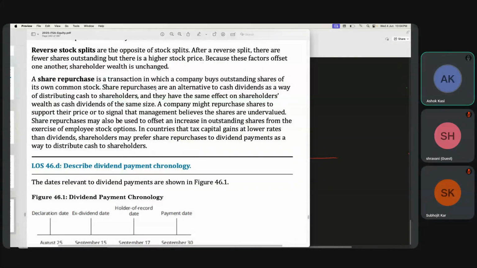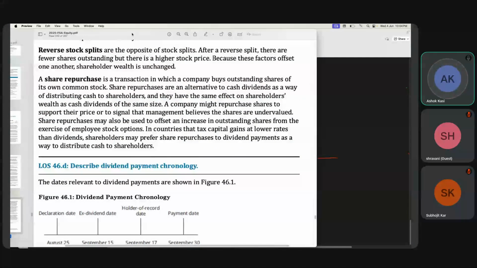Next one. Share repurchase means they are buying back. Share repurchase means buyback.